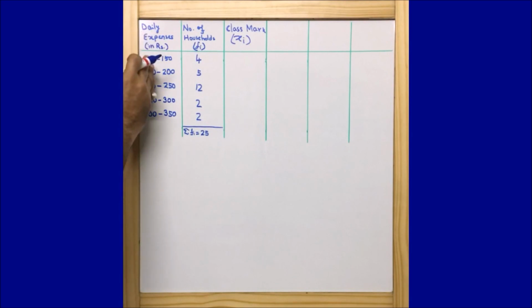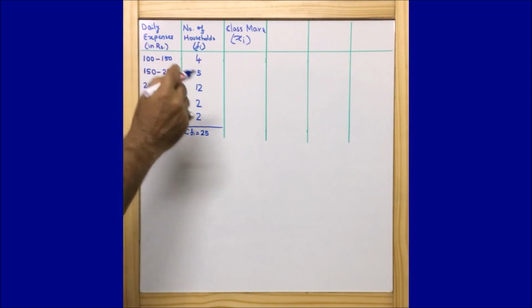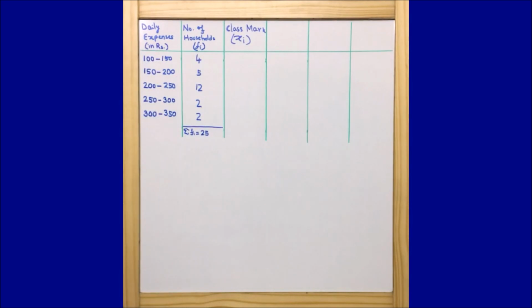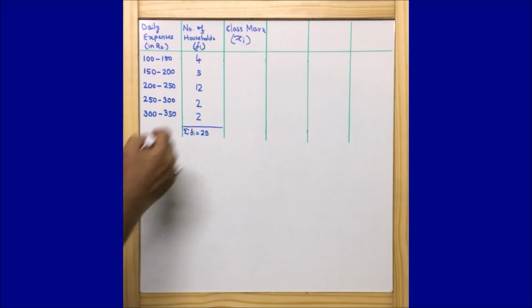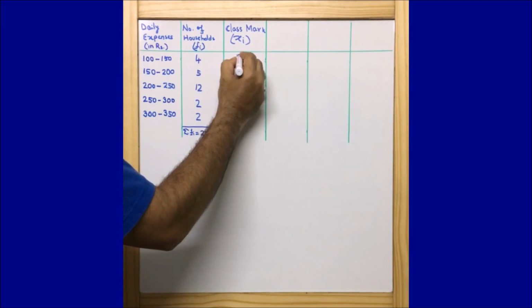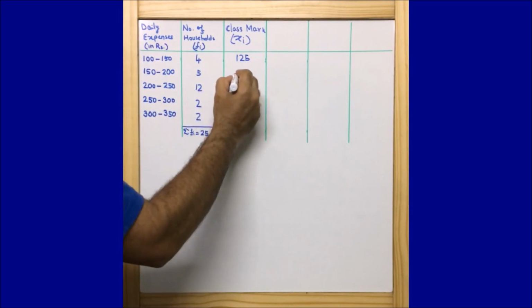So here the daily expenses that is being given, the first one is 150 as the upper limit and lower limit is 100. So what we will do, 150 plus 100 divided by 2. That is what we will get as the class mark for the first range. So 150 plus 100 is 250. 250 divided by 2 is 125. So I am putting here 125 as the first class mark. Similarly, 200 plus 150 is 350. 350 divided by 2 is 175.